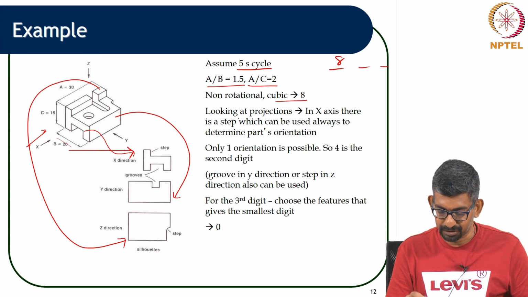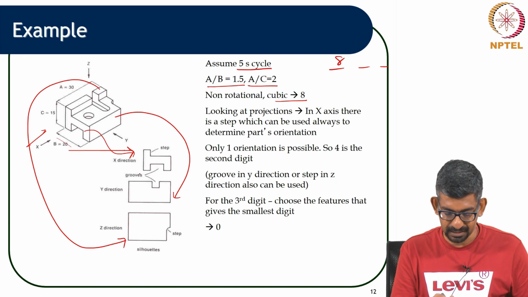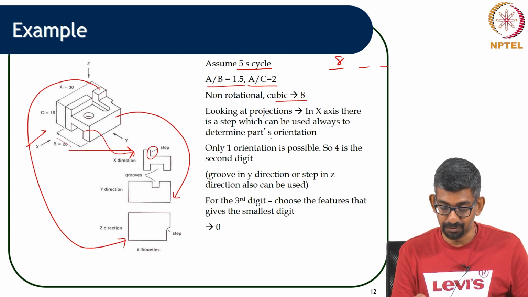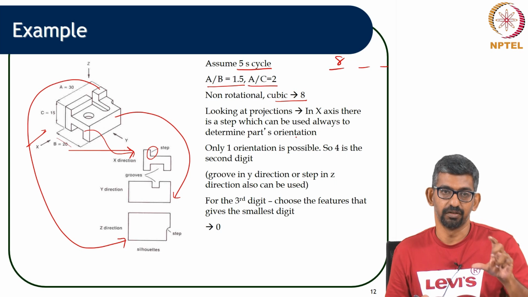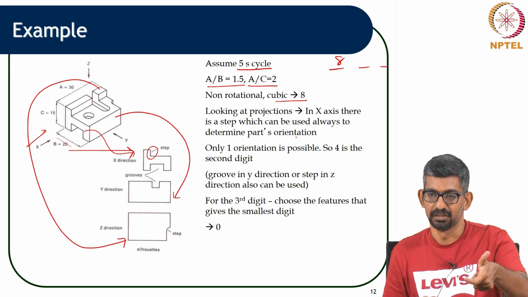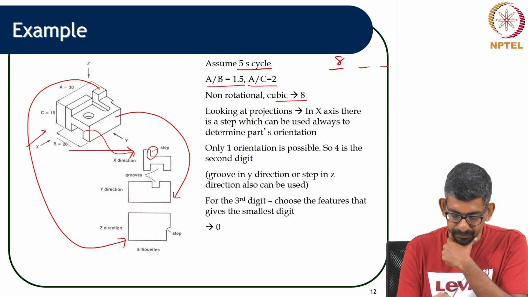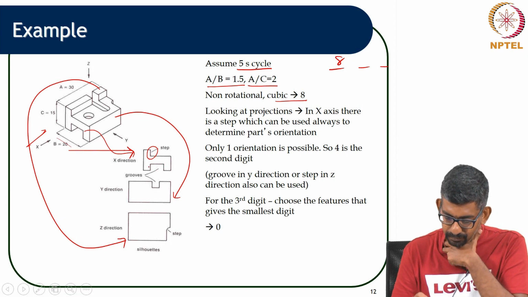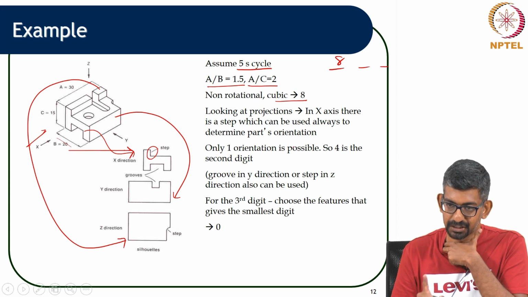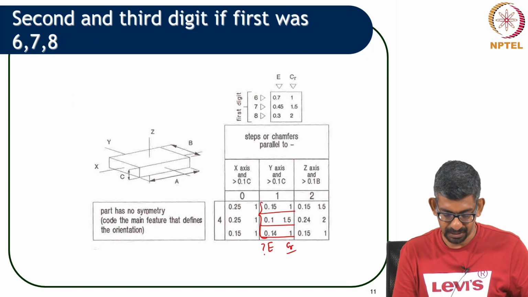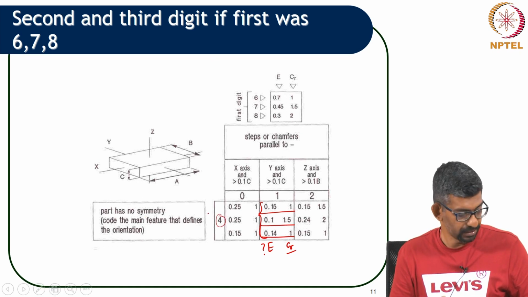Now you will have to look at the projections. Looking at the projection in the x axis, the first one I am talking about, there is a step here, which can always be used to determine the part's orientation, because we will have some kind of a holding or an orientation scheme for the robot, or the automated system, to work. So, you can use this step as the criterion, and sometimes the groove also, and in this case only one orientation is possible. So, 4 is the second digit. In this case, the part has no symmetry, as we code the main feature that defines the orientation. So, my second digit was 4.